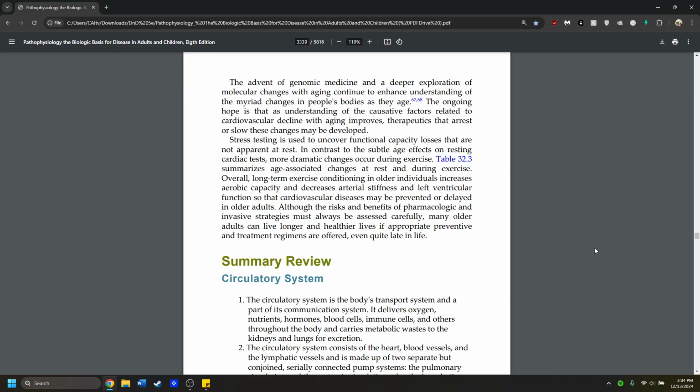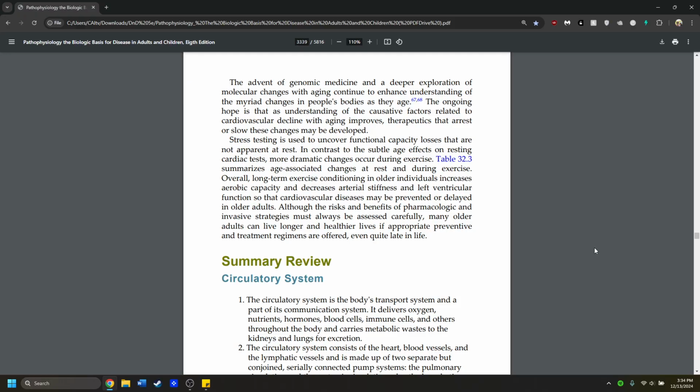Stress testing is used to uncover functional capacity losses that are not apparent at rest. In contrast to the subtle effects on resting cardiac tests, more dramatic changes occur during exercise. Table 32.3 summarizes age-associated changes at rest and during exercise. Overall, long-term exercise conditioning in older individuals increases aerobic capacity and decreases arterial stiffness and left ventricular stiffness, so that cardiovascular diseases may be prevented or delayed in older adults.